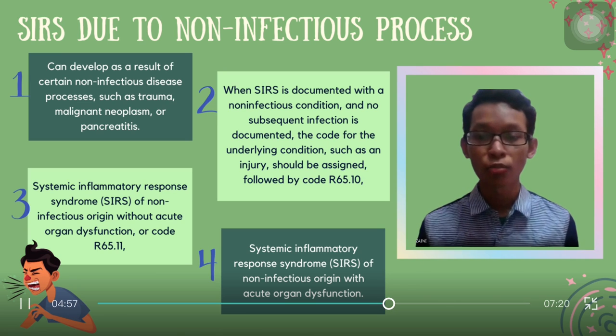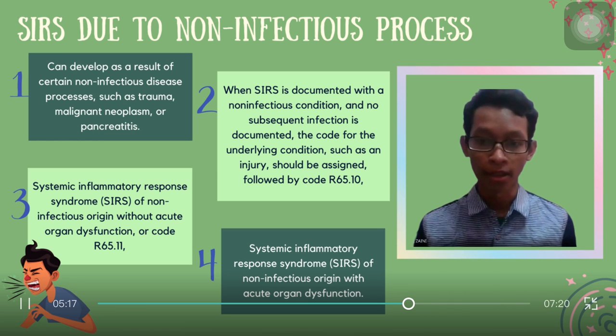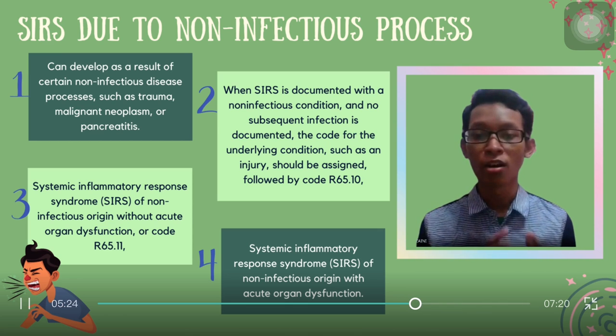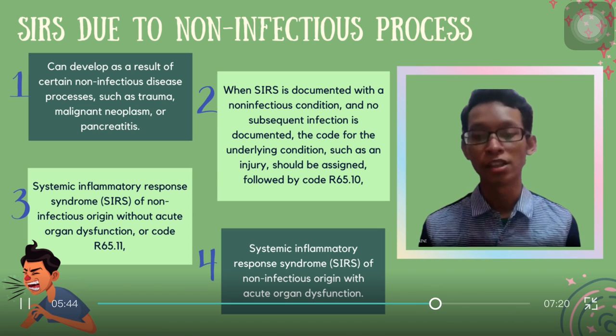When SIRS is documented with a non-infectious condition and no subsequent infection is documented, the code for the underlying condition, such as an injury, should be assigned, followed by code R65.10, Systemic Inflammatory Response Syndrome of non-infectious origin without acute organ dysfunction, or code R65.11, which is Systemic Inflammatory Response Syndrome of non-infectious origin with acute organ dysfunction.